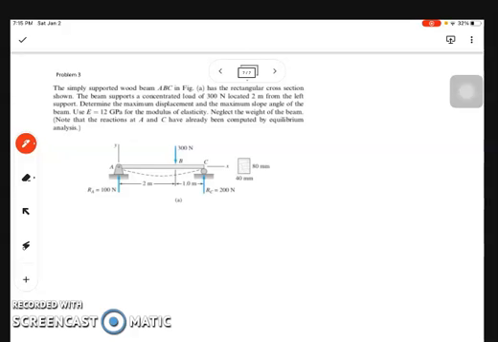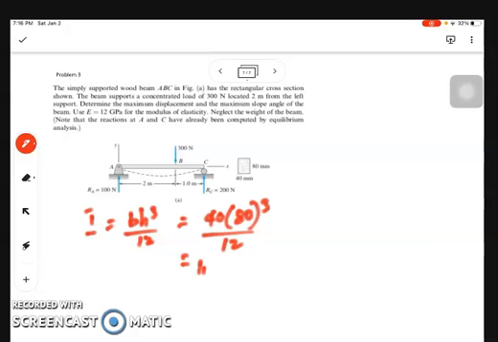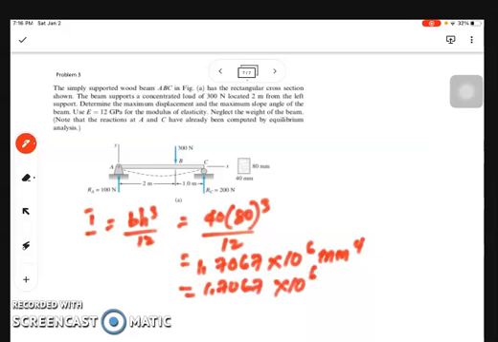So to start with, we're going to compute the moment of inertia of the cross-sectional area. Our I is equal to bh cubed all over 12. If we substitute, we have 40 times 80 cubed all over 12. It gives us 1.7067 times 10 to the 6th mm to the 4th, or this is actually equivalent to 1.7067 times 10 to the negative 6 meters to the 4th.